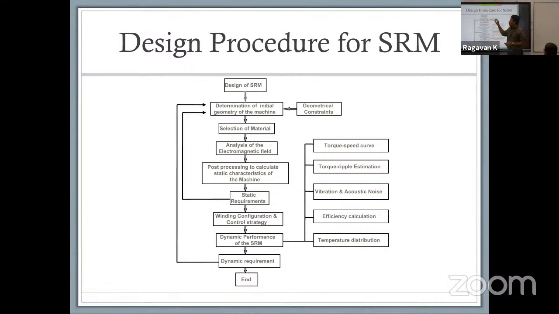You start with the initial geometry based on the constraints. You have material selection, electromagnetics, post-processing, static requirements, winding configuration, and dynamic performance, which has a whole slew of things. The one that you might not see in most other motors is vibration and acoustics. People won't talk about it as much because they assume that PM machines are quiet anyway. But for SRMs, we do take that into consideration. This, once again, goes back to that simultaneous coupled operation or co-design method that I was talking about. From that, if they don't meet the requirements, you close the loop and take it back to the geometry. Keep in mind, in every scenario, whenever you make a change to a geometry, you have to consider whether or not your geometrical constraints have been met.